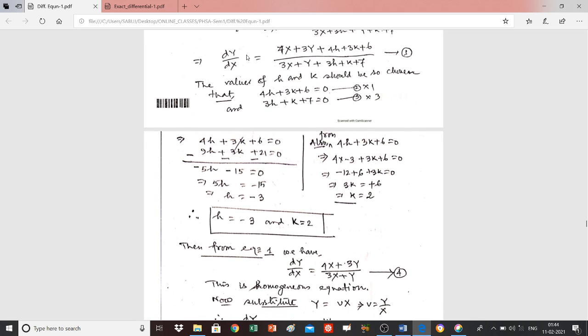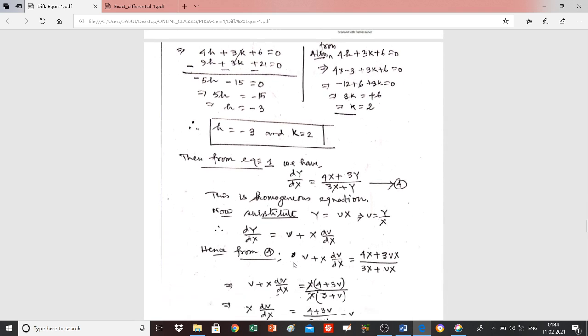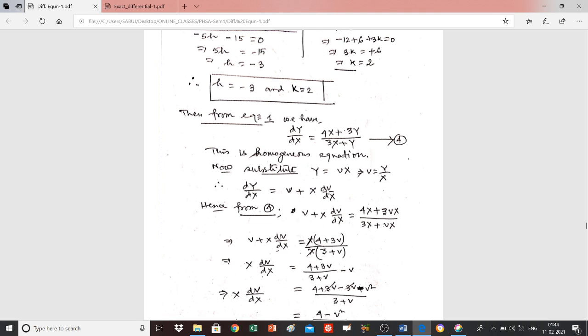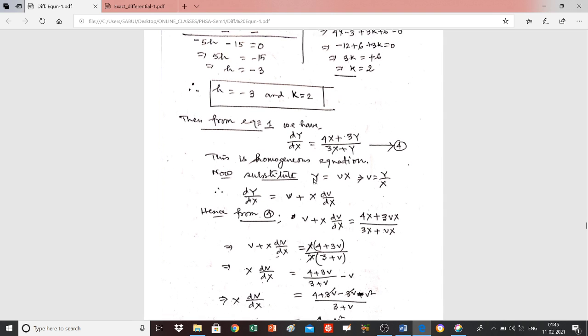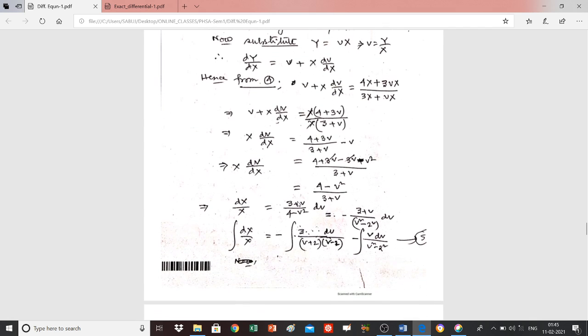And now from this equation you will obtain dY by dX is equal to (4X plus 3Y) by (3X plus Y). And here now you have to substitute capital Y is equal to vX, so v is equal to Y by X. So from here dY by dX is equal to v plus X dv by dX, and then from equation 4, substitute the value of dy by dx, that is here, and the right hand side is there. So just simplify, all the steps are given here.